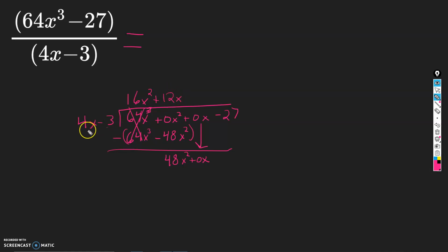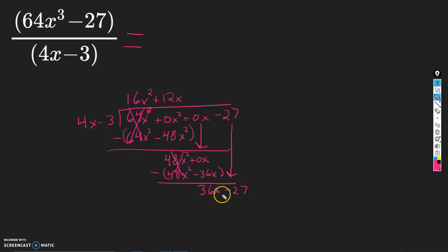So 12x times 4x will give us the 48x squared that we need. And 12 times negative 3 is negative 36x. Okay, subtract out. 48x squared minus 48x squared, those guys go away. 0 minus negative, so subtracting a negative, that turns to a positive 36x. Now the negative 27 is going to make its way down.